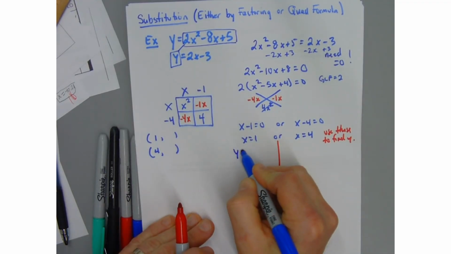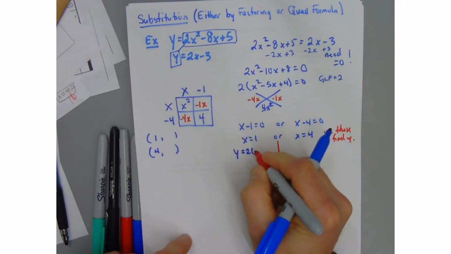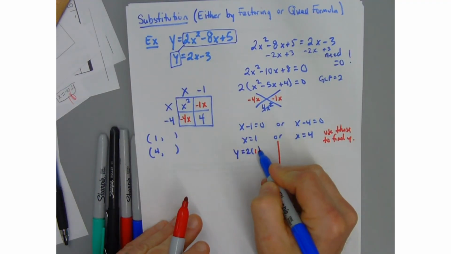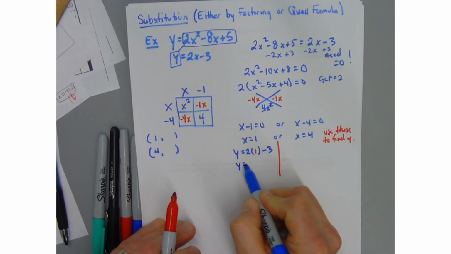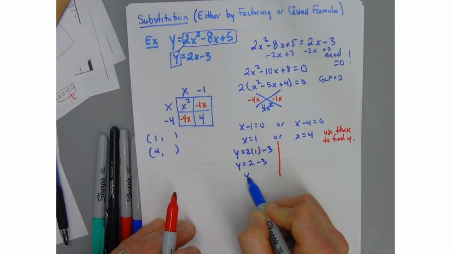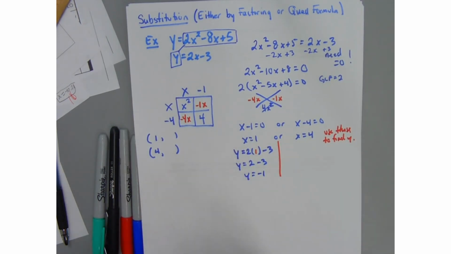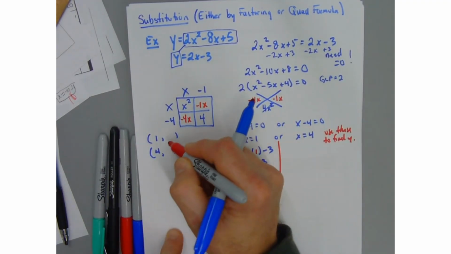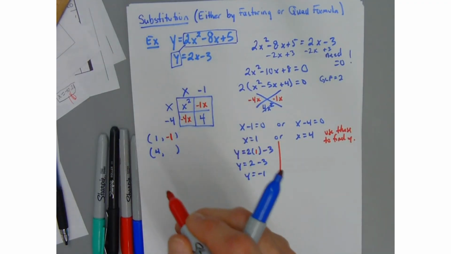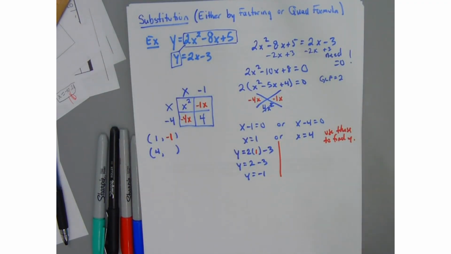So I'm going to have y equals 2 times my x value, which is 1, and then minus 3, okay? So when I do that, I got y equals 2, then minus 3, so y is negative 1. So when x is 1, y is negative 1. So I put the negative 1 here in that as we go. Okay? So that's my first answer there. I've got that value of negative 1.